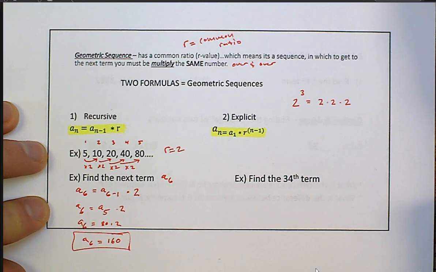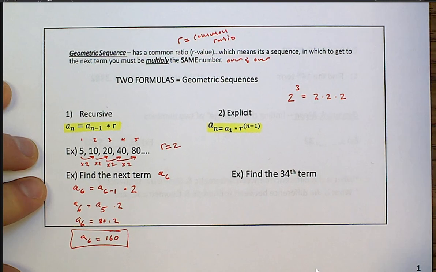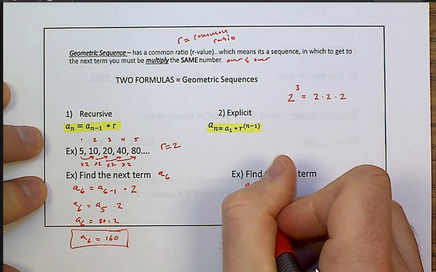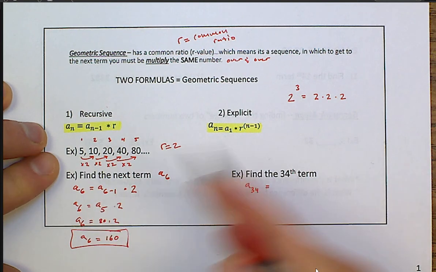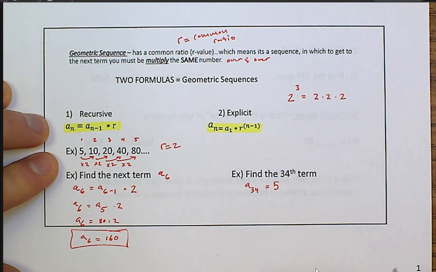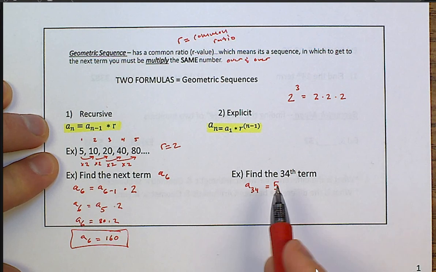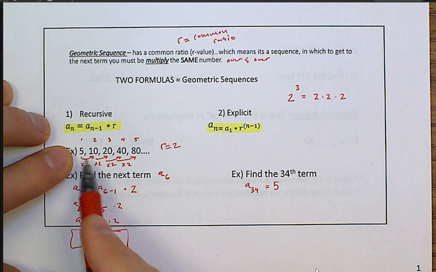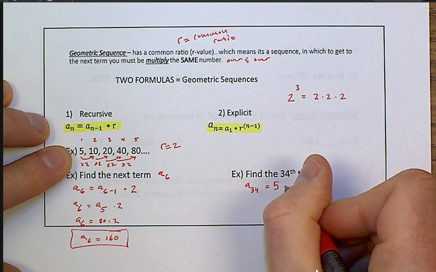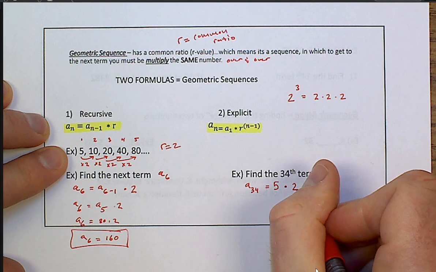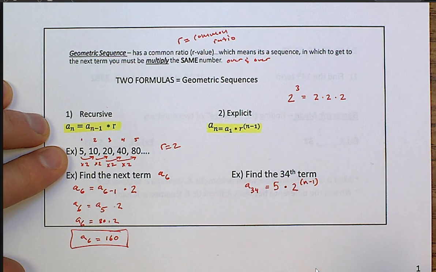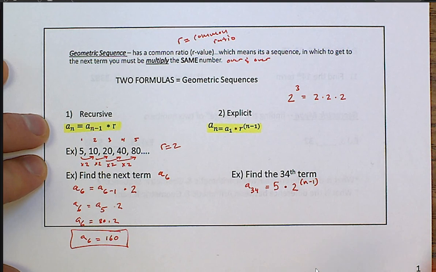It says find the 34th term. All right, so we have a sub 34 equals the first term in our sequence is 5. So this is how I think about it. If I want to find the 34th term, I got to start somewhere. So I'm starting at 5. And then I'm going to times that 5 by my common ratio of 2, n minus 1 times. Now I'm going to repeat what I said already in the arithmetic sequence video. Why is this n minus 1?